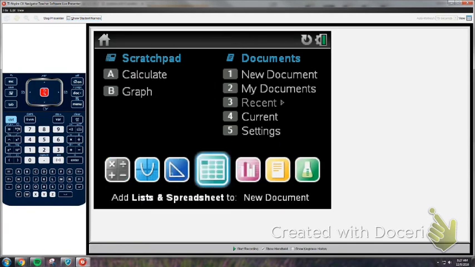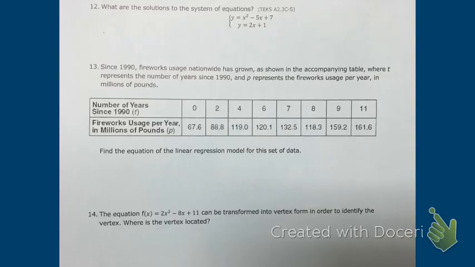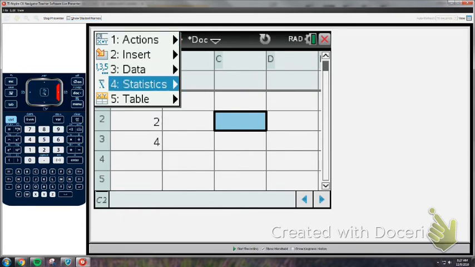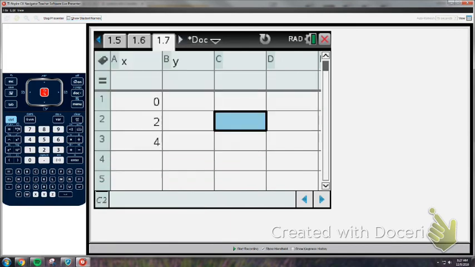lists and spreadsheets. You'll have to go to lists and spreadsheets. Then we're going to title our A column X and our B column Y. Then you're going to list all your X's here. So we have 0, 2, 4, 6, 7, 8, 9. You're going to put your Y's in there. And then after you fill up your whole table, we're going to move over to the C column and then do menu, statistics, stat calculations, linear regression.